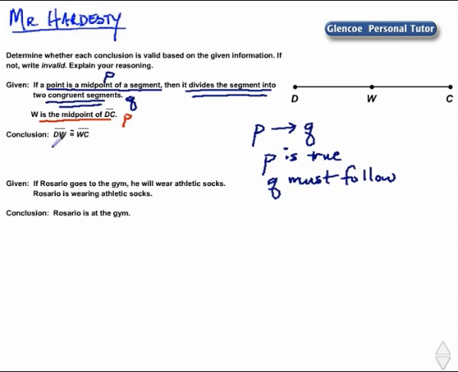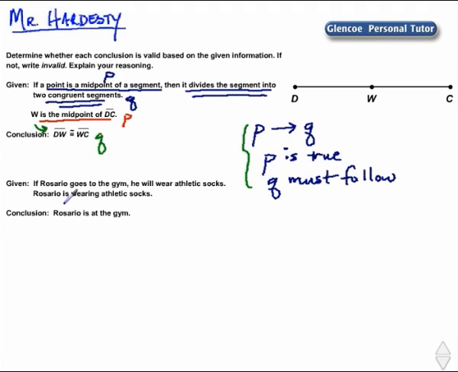Then Q must follow. The conclusion is that the two segments are congruent, which in our original if-then divides the segment into two congruent segments. So detachment is valid in this situation because we have followed the logical order.